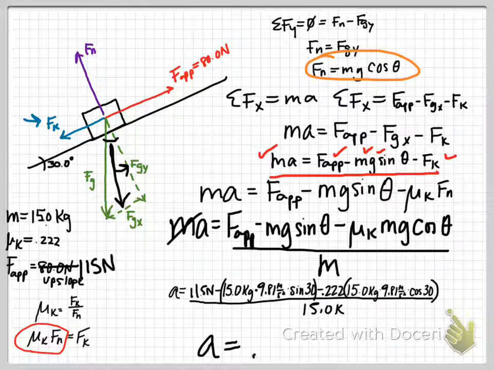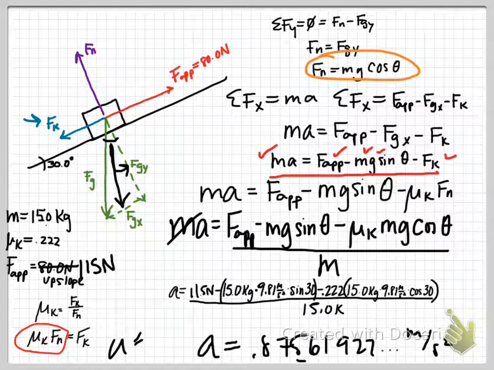Well, the raw number that I'm getting is 0.875619922 on and on meters per second squared. In other words, not much of an acceleration at all. You really should be pushing harder. How many sig figs do we have? 3. So the final answer would be acceleration equal to 0.876 meters per second squared.